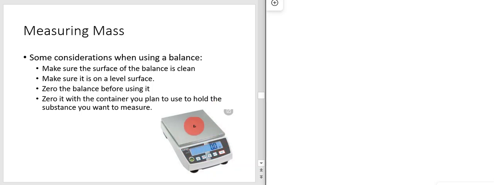If you don't zero the balance, the weight that you get will be inaccurate. It'll include, for example, the container. If you're using a little weighing boat like this, and then you put whatever it is that you're weighing on the weighing boat, like so. What you want is the mass of just the object that you're weighing. You don't want to include the mass of the container that you're using to measure out or weigh.